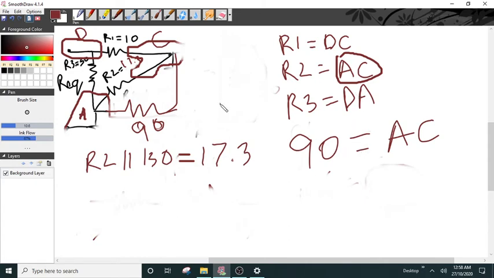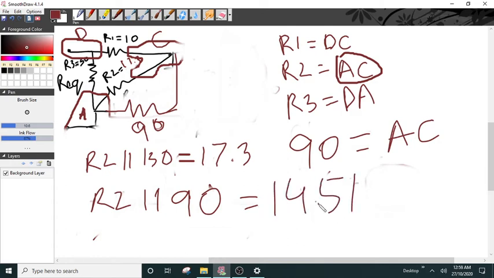I know that this R2 is now equal to 17.3. It is no more equal to what its initial value was. So what I can do is just solve these two. R2 is in parallel with the 90 ohm, which I just obtained. So the answer will be 17.3 multiplied by 90 divided by 107.3. So this is 14.51.